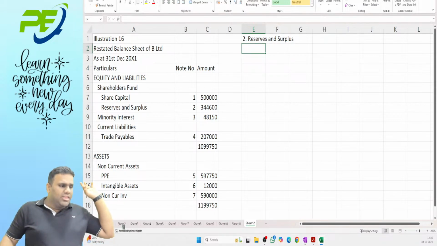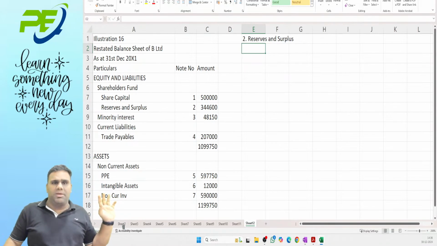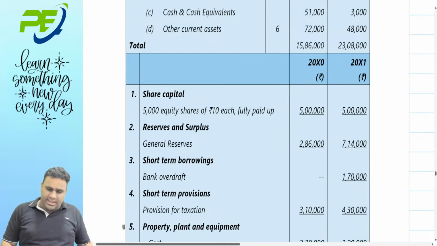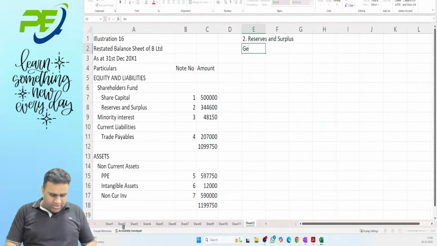Everyone, is it clear? So the key adjustment in this problem is for reserves and surplus. Now let's see what they have given in the notes. Only general reserve, 7,14,000.